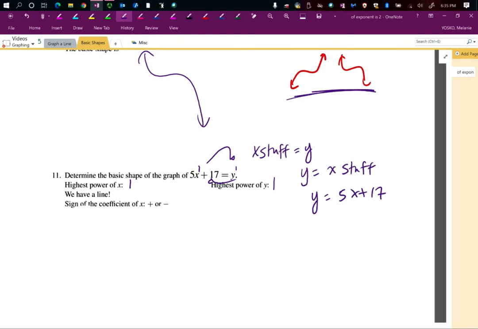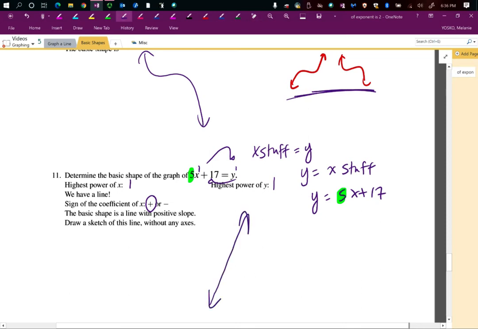Mathematically, that's exactly the same if we switch the left and right hand sides. So definitely a line. The coefficient of x here and here, both of them, positive 5. So we have a positive. So our graph will be a line, as we said, and it's going to have a positive slope. So something like this. Okay.